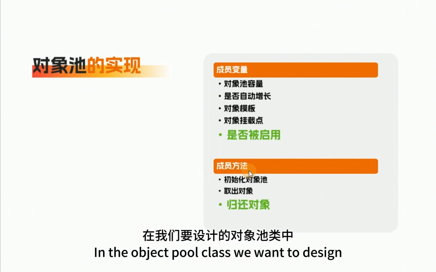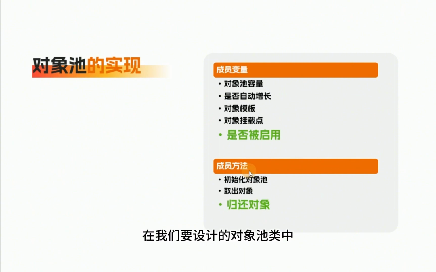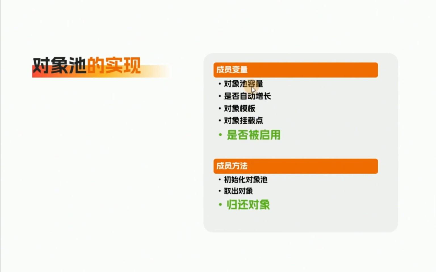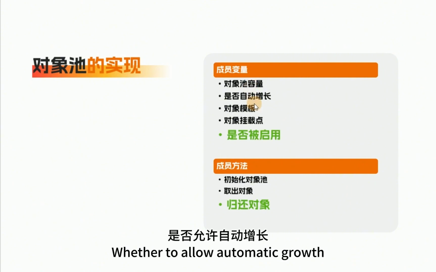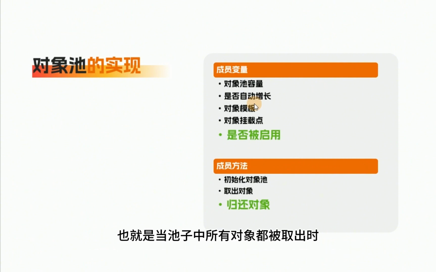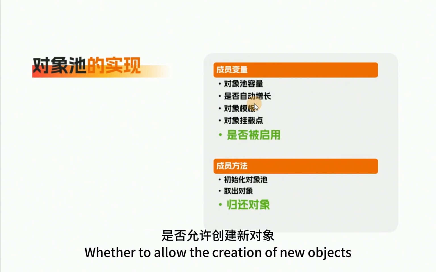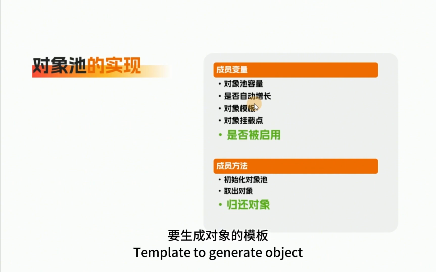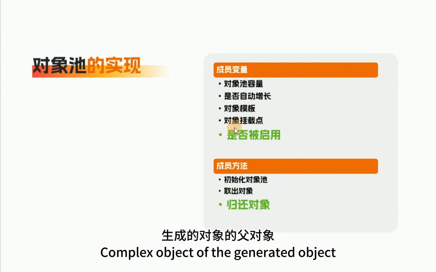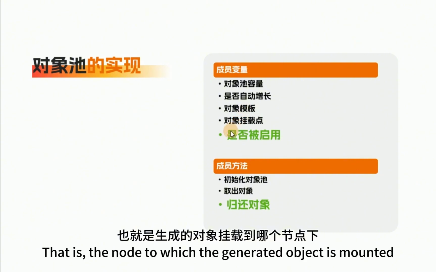In the object pool class we want to design, the member variables are: the object pool capacity; whether to allow automatic growth, that is, whether to allow the creation of new objects when all objects in the pool are fetched; the prefab template to generate objects; and the parent object, that is, the node to which the generated objects are mounted.